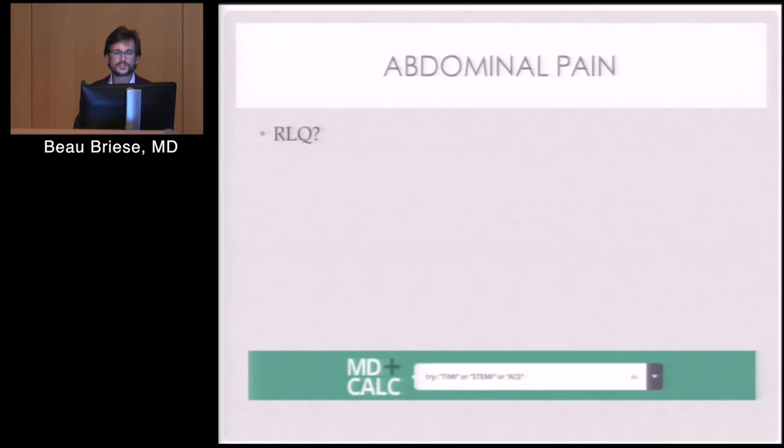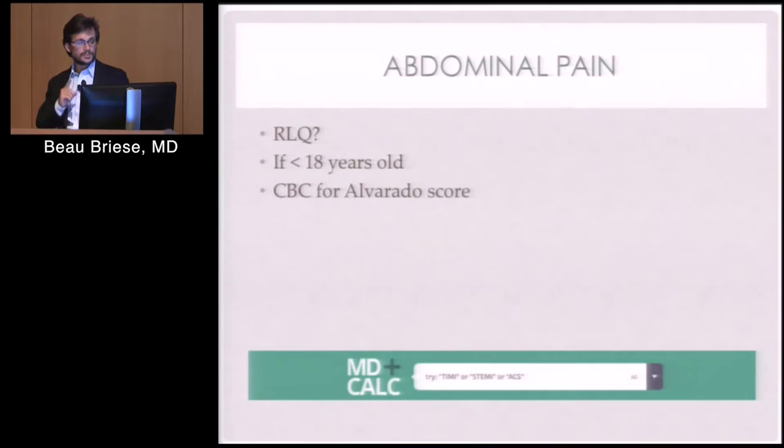All right. What if they're less than 18 years old? What should you do? There's a hint on the page. You get a CBC and use the Alvarado score. It's this score that's on MDCalc, a validated score, where you ask the kids some questions about where the pain is and how it's getting worse or better, and you use the CBC.